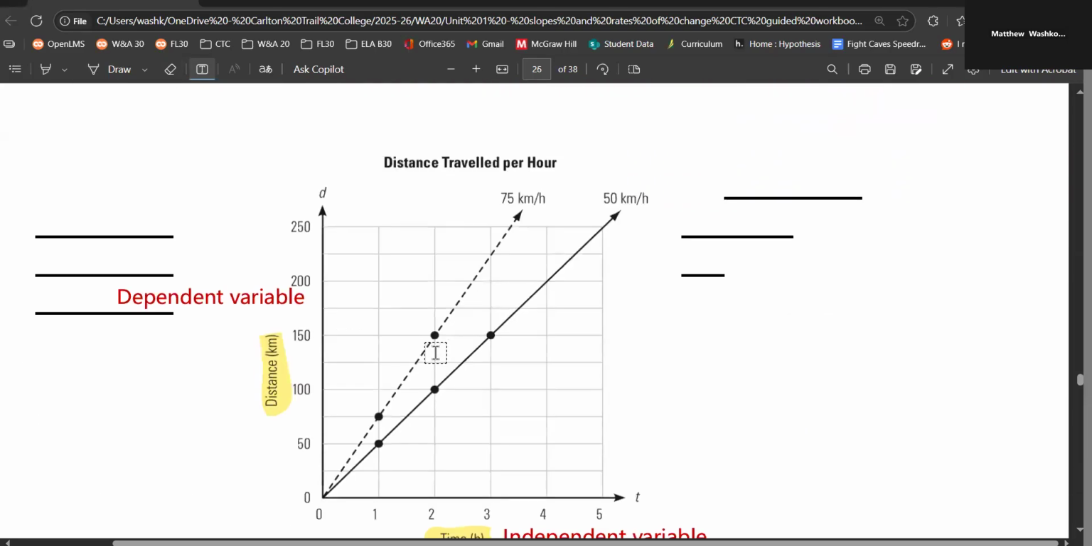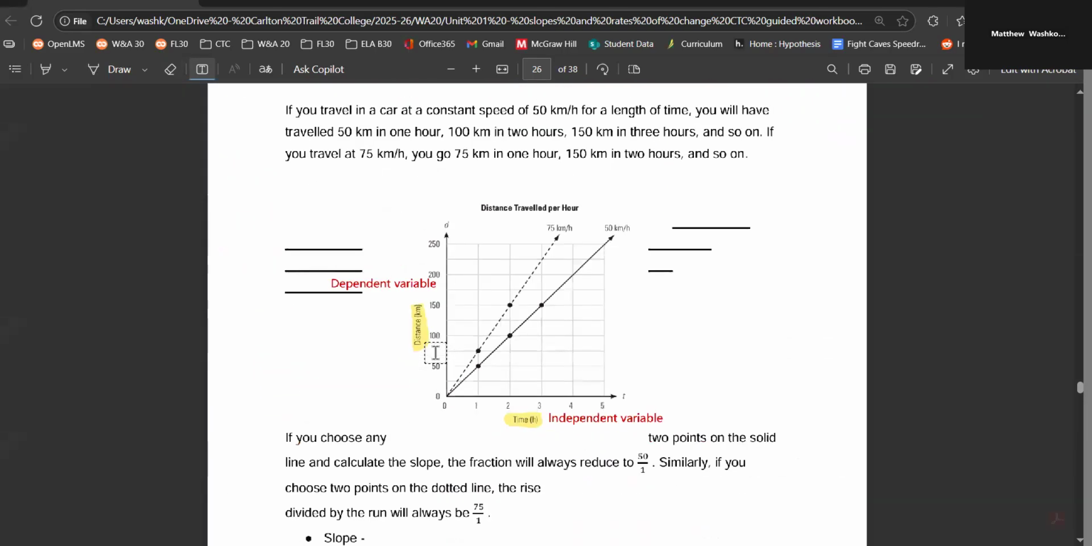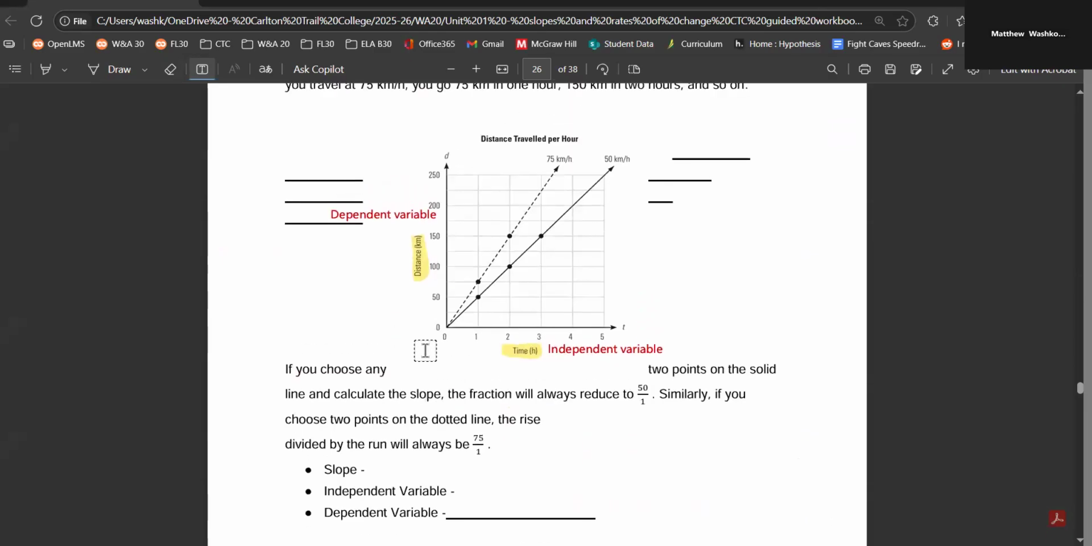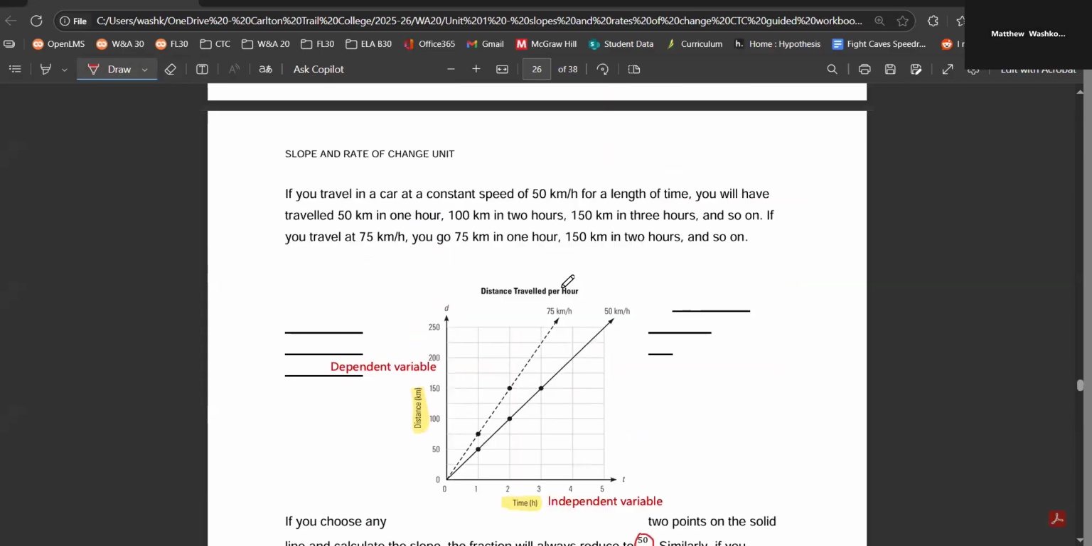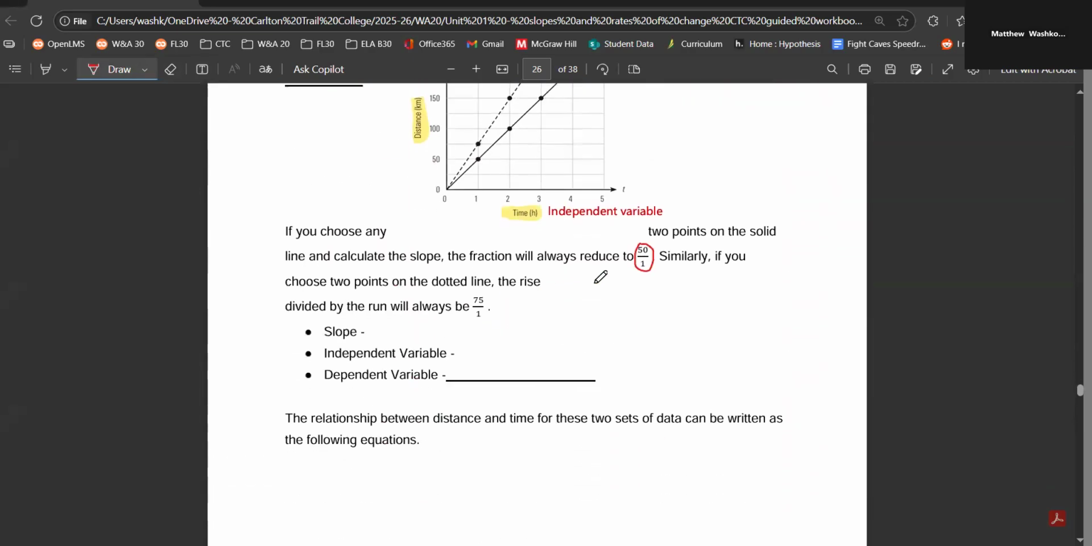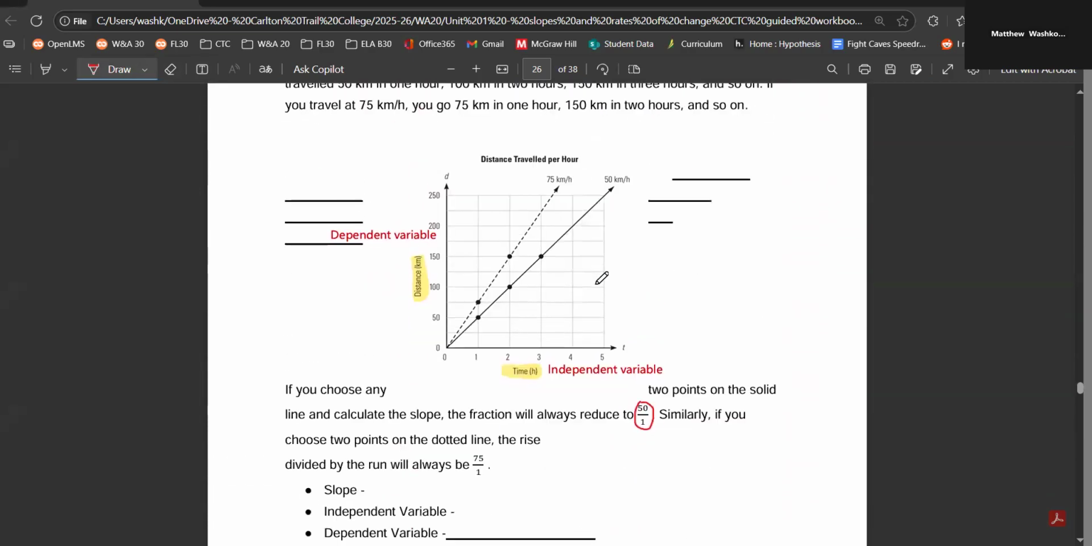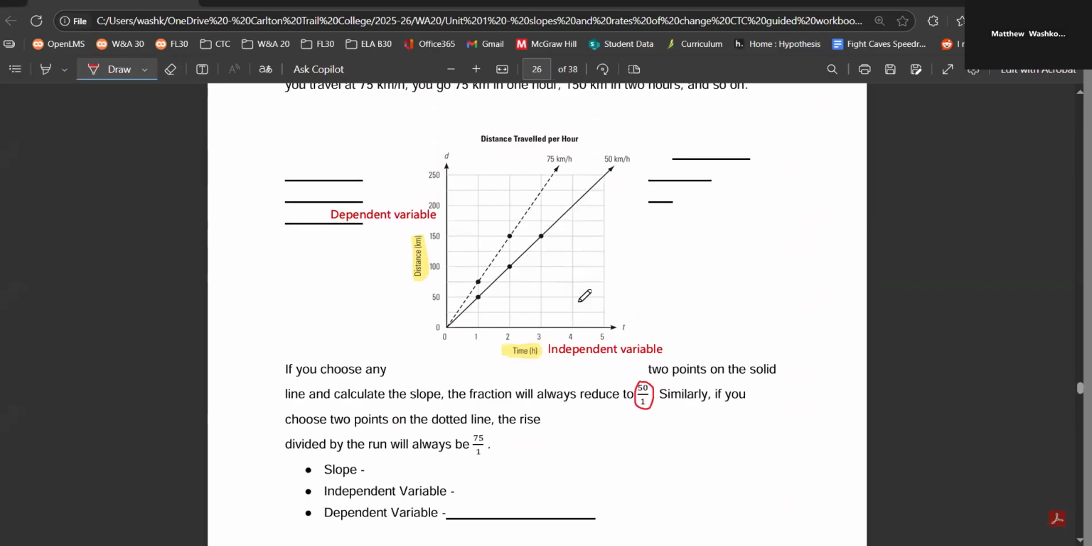Okay, so now let's do the rest of this graph here. I'm going to zoom out just a little bit. If I were to choose any 2 points on the solid line and calculate the slope, the fraction will always reduce to 50/1, because that's the slope. Does not matter. Pick any 2 points in here, and you calculate the slope using the stuff we did above, you'll always get 50/1. So that's on the solid line here. If you pick any on the dotted line, it's always going to be 75, right?